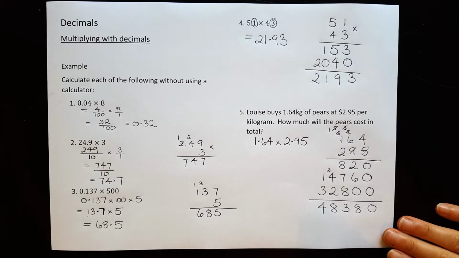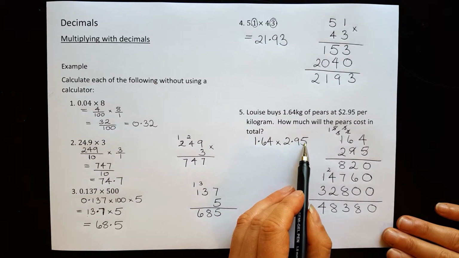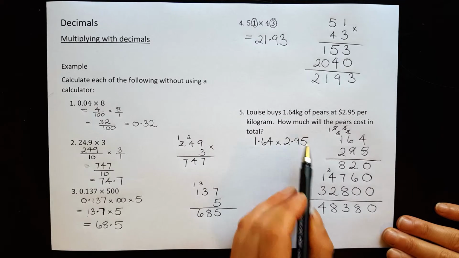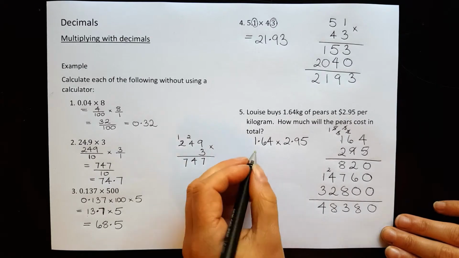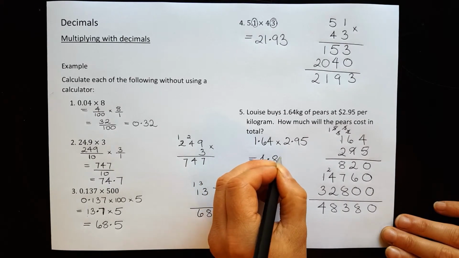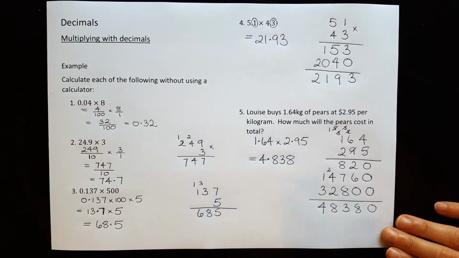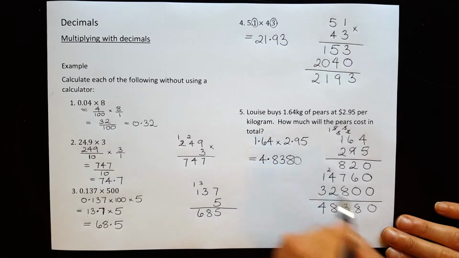So I just need to put the decimal place in. There were 1, 2, 3, 4 numbers after the decimal place in the question. So 1, 2, 3, 4 in the answer. So my answer will be 4.838. I don't need to write that extra 0. We could write that extra 0 if you want to.